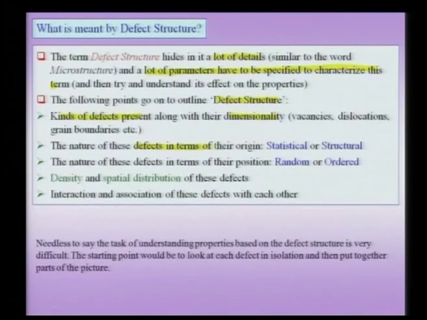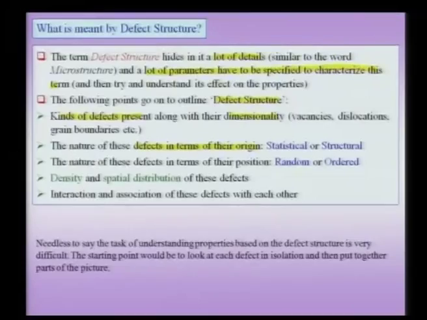Therefore, I need to understand the kind of defects present along with their dimensionality. I need to also understand the nature of these defects in terms of their origin. We will of course take up some of these topics very soon and some of them slightly later, but we will try to understand these terms, which are the key words for our future discussions. So, are they statistically present, or do they have a structural origin? This is an important question, because that would directly have an influence on the distribution of these defects in the material, apart from the role the defect would play on its properties.